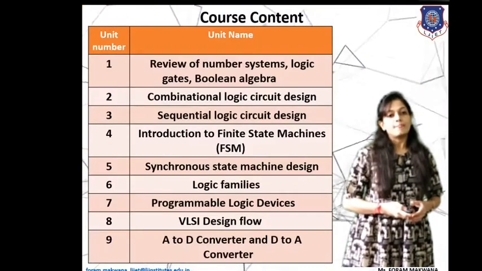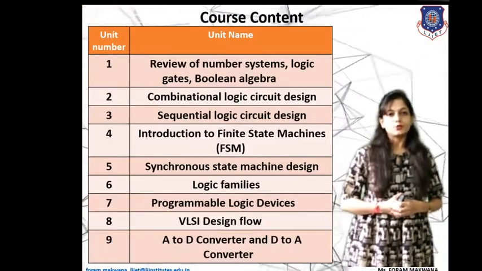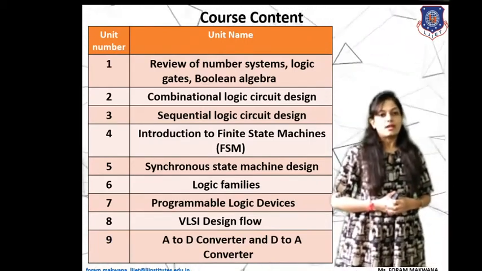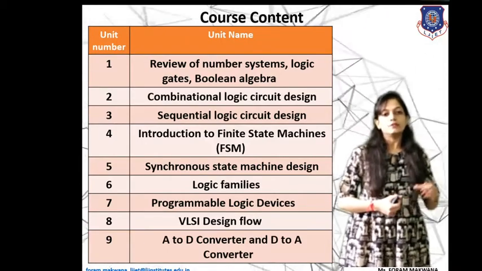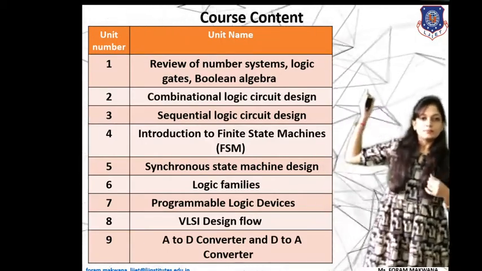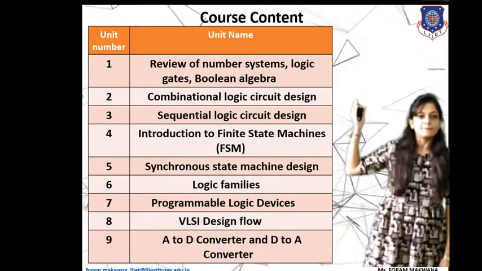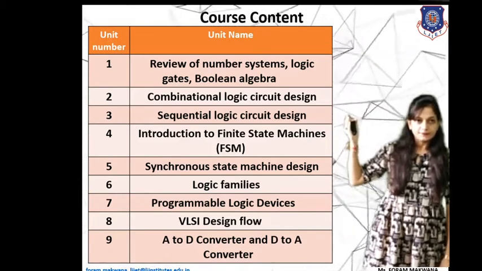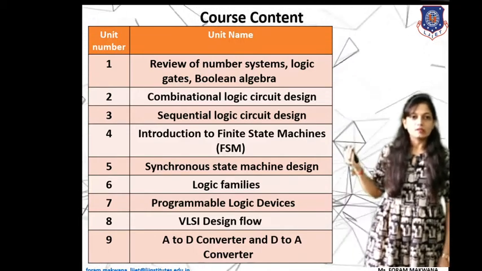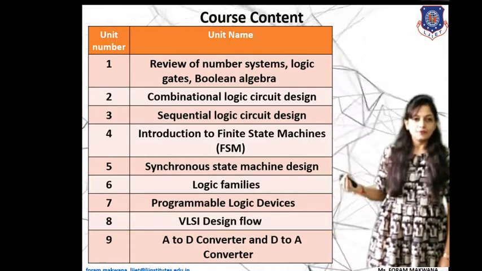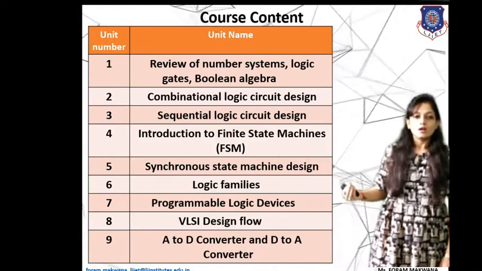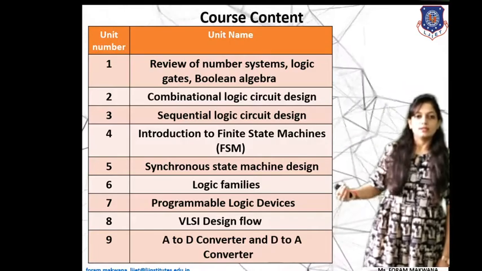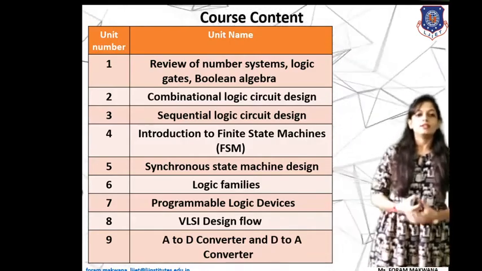Alright. Now, this is the course content of Digital System Design as per the GTU syllabus. Starting from unit number 1, that is a review of number systems, logic gates, Boolean algebra. Unit number 2, combinational logic circuit design. 3, sequential logic circuit design. 4, FSM. 5th, synchronous state machine design. 6, logic families. 7, programmable logic device. 8, VLSI design flow. And the 9th, A to D converter, D to A converter.